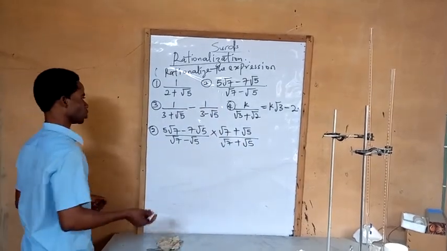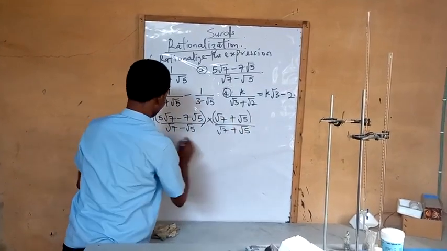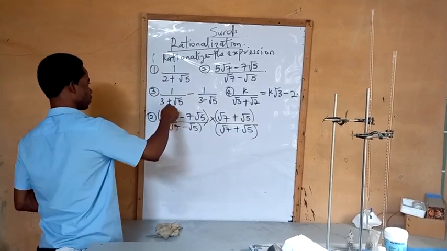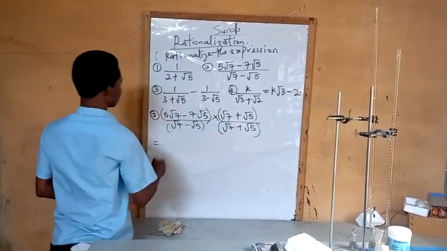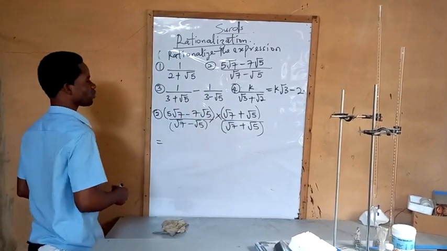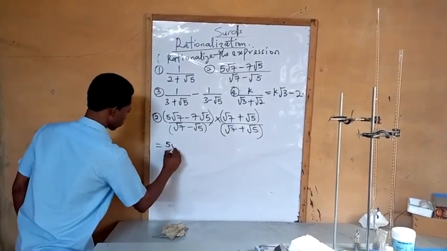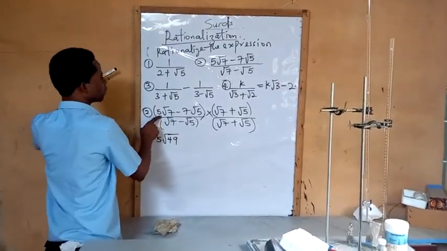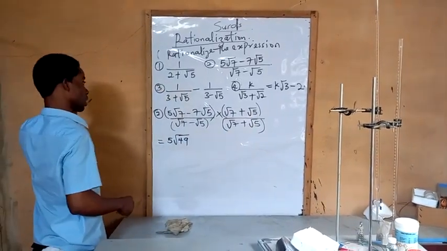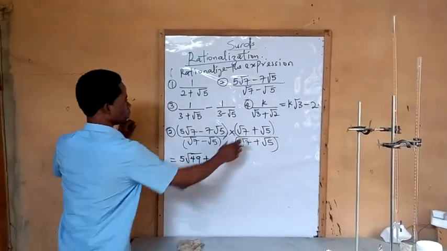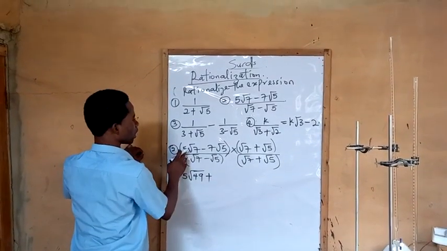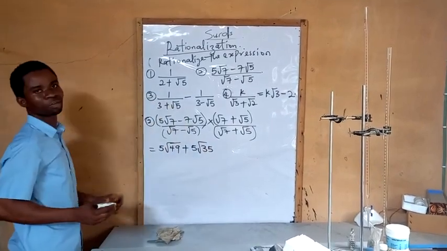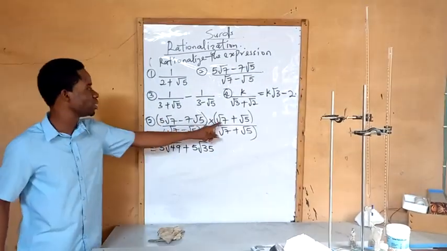Like I told us, we're going to multiply it together. That means I'm multiplying the first thing inside this bracket by this and this. So 5 root 7 times root 7, that is 5 root 49. 5 root 7 times root 5, the plus and plus is plus, that is 5 root 35.